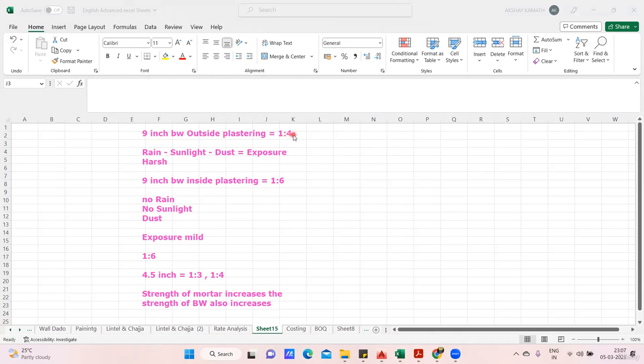But again, there is a certain limit for everything. If you do 1 is to 3, what will happen? You'll get more strength. But again, your cement content will increase unnecessarily, so your cost also will increase. So always we want our structure to be safe, and also it has to be economical. We feel that by going with 1 is to 4, we are making it stronger, and also it is economical. That is why all these different ratios have come into play.